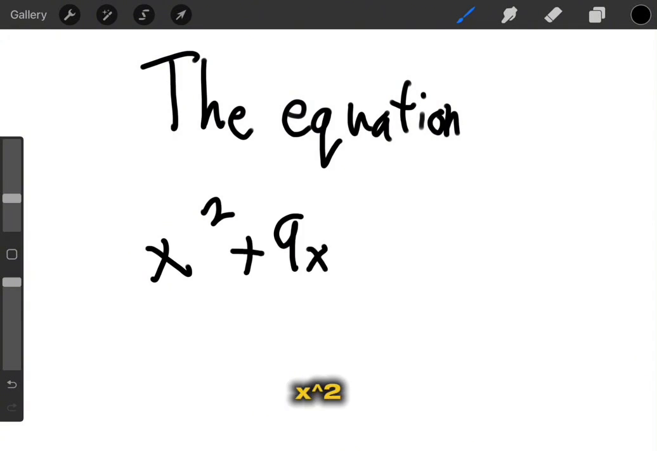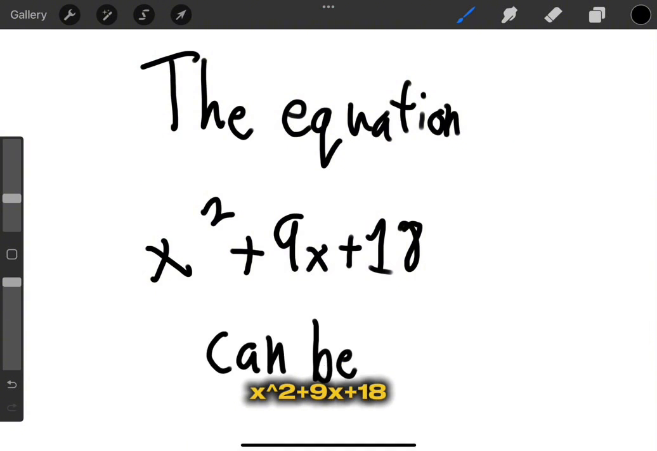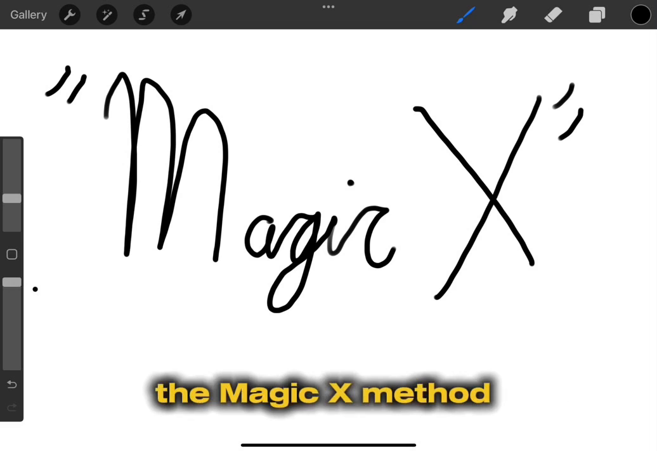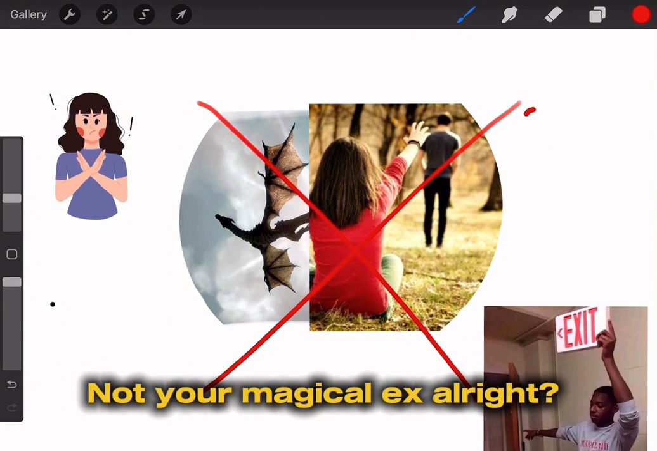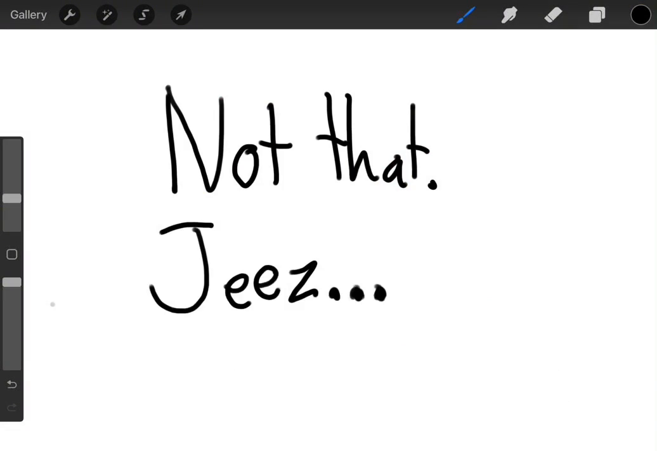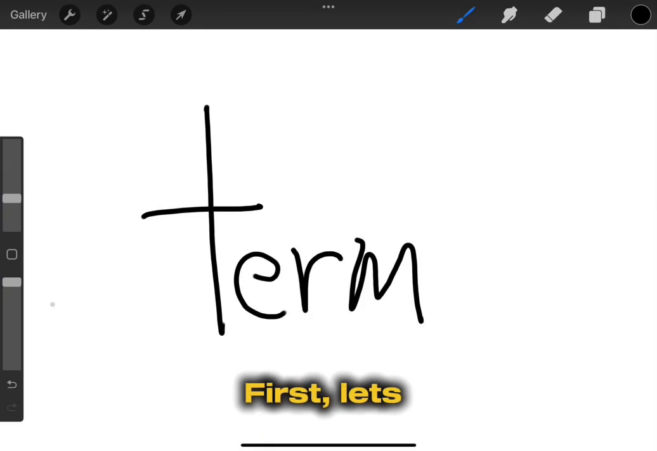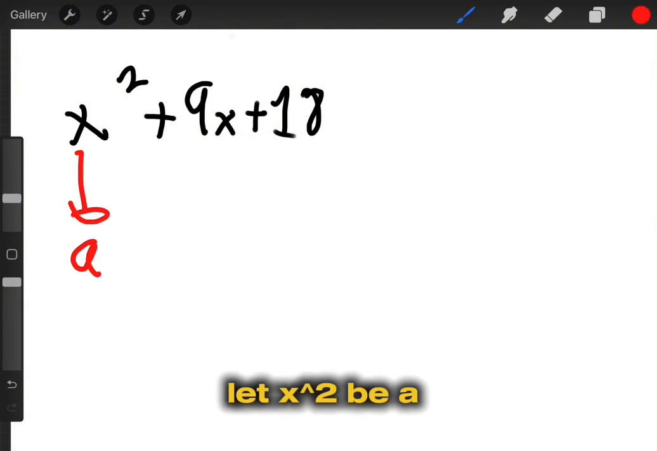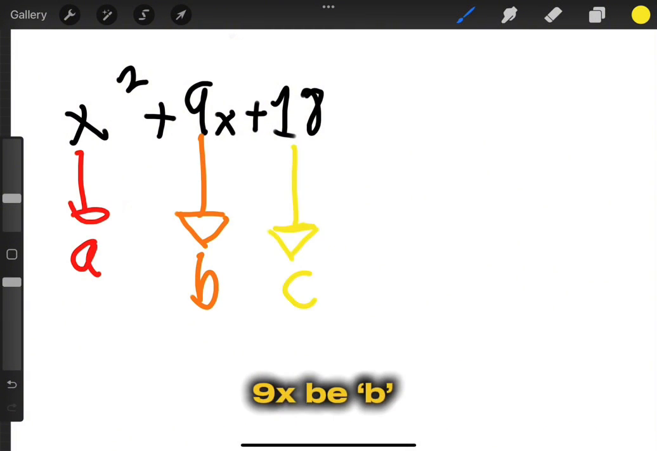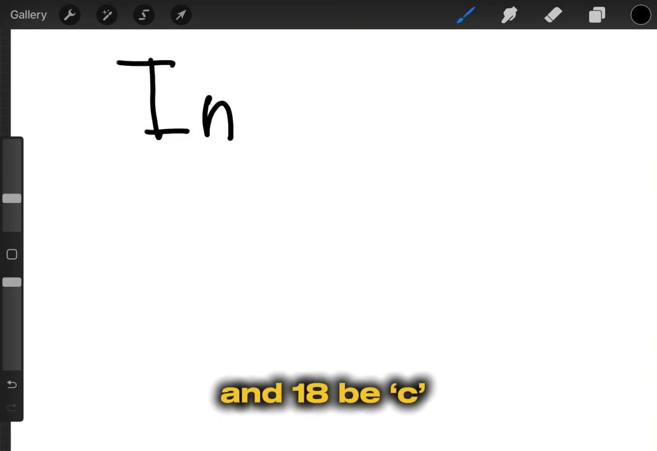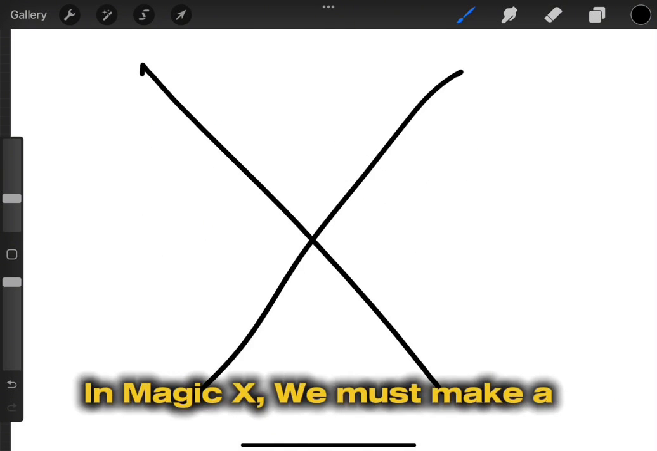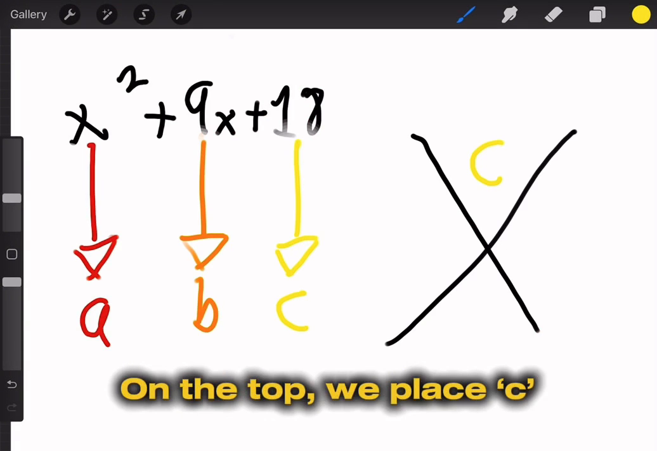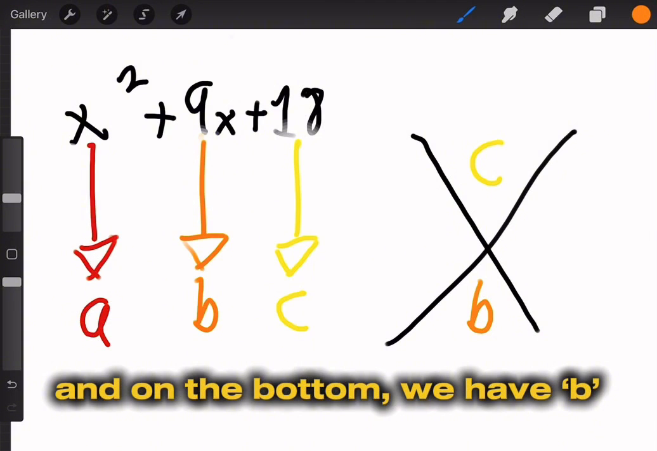The equation x squared plus 9x plus 18 can be solved using one of two methods, but we are only using one method, which is called magic x. Not your magical x, alright? First, let's give each term a nickname to make it easier. Let x squared be a, 9x be b, and 18 be c. In magic x, we must first make a large x. In doing so, it gives us 4 spaces. On the top, we place c, while on the bottom, we have b.